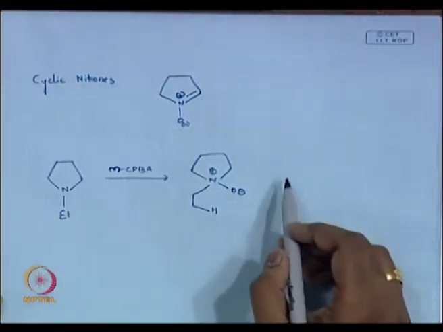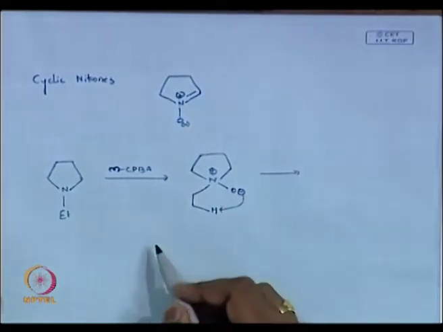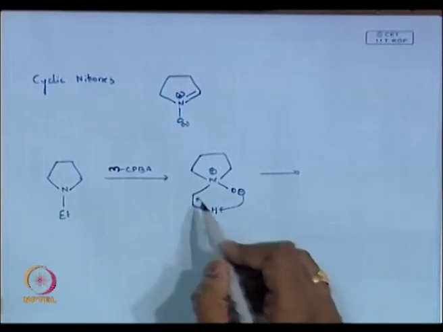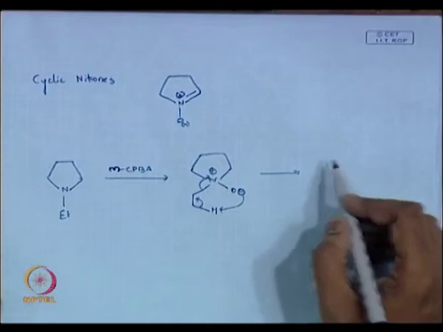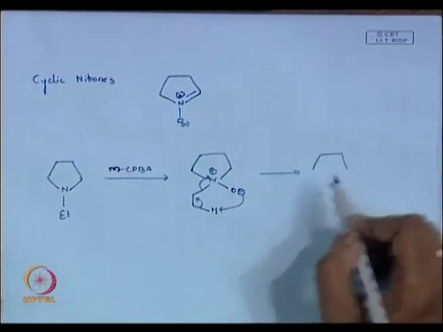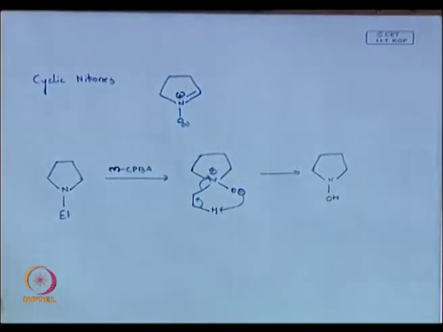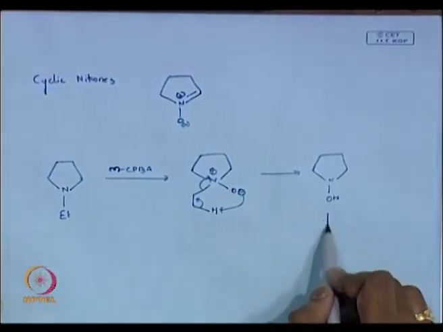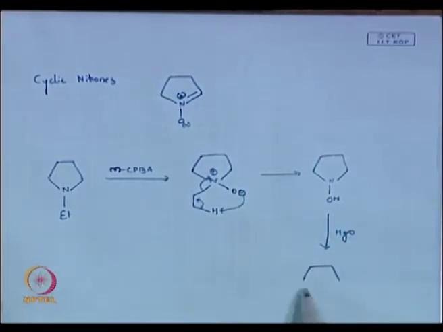Then what happens, this O minus removes your hydrogen, so your ethene can go out, giving an N-OH. If you put this in mercury oxide, you get your nice cyclic nitrones.